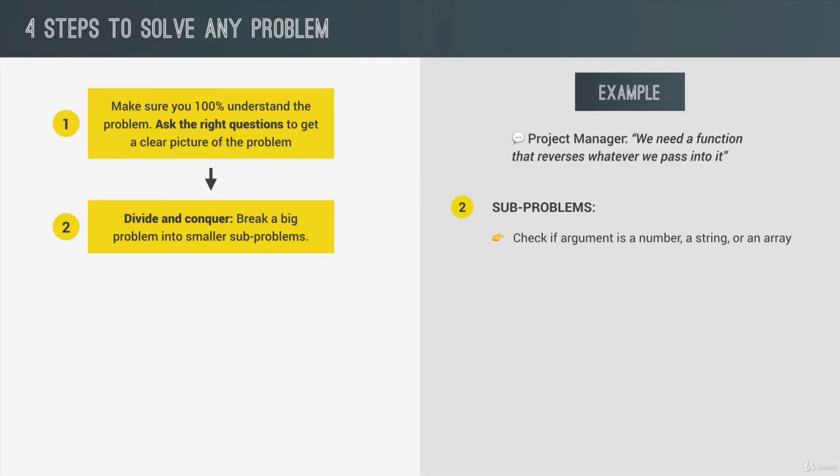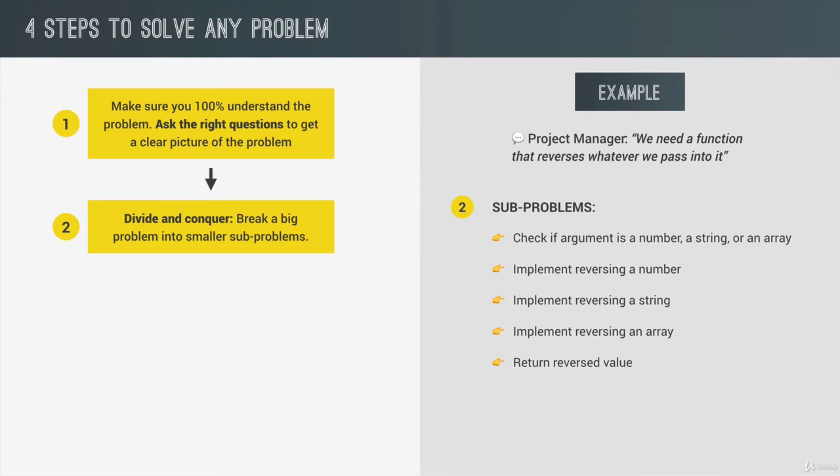First, we need to check if the argument is a number, a string, or an array. And this is, in fact, a small subproblem, right? So now we can just solve this one in isolation and then move on. The next subproblem is to implement reversing a number, then implement reversing a string, and then implement reversing an array, so that we are ready to deal with whatever is passed into the function. Finally, we then also need, of course, to return the reversed value.